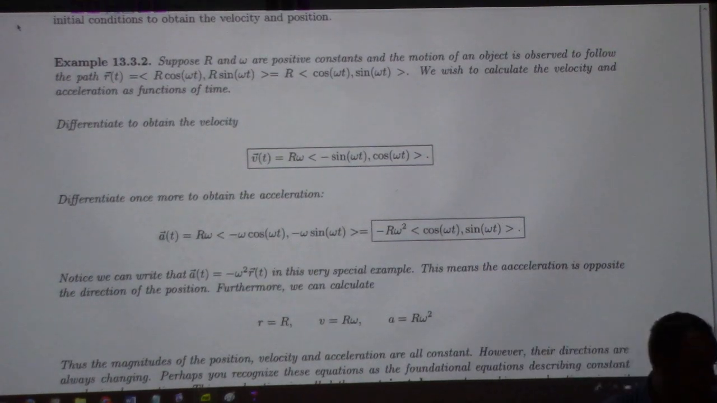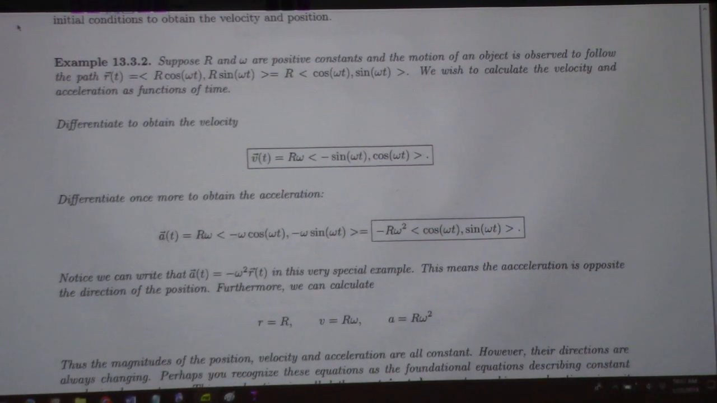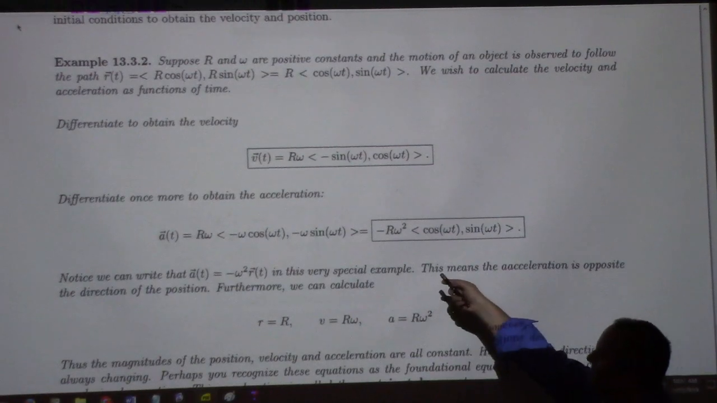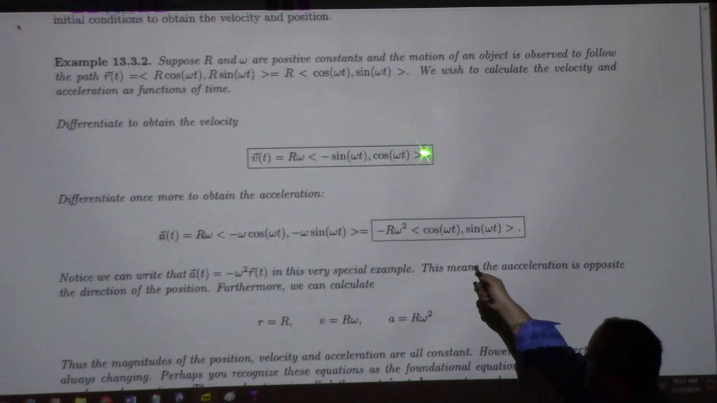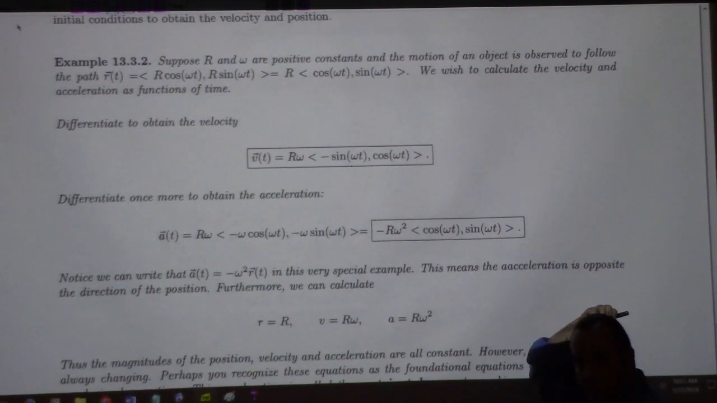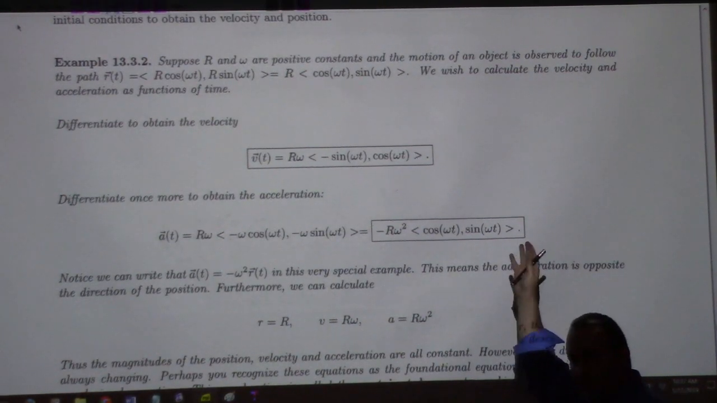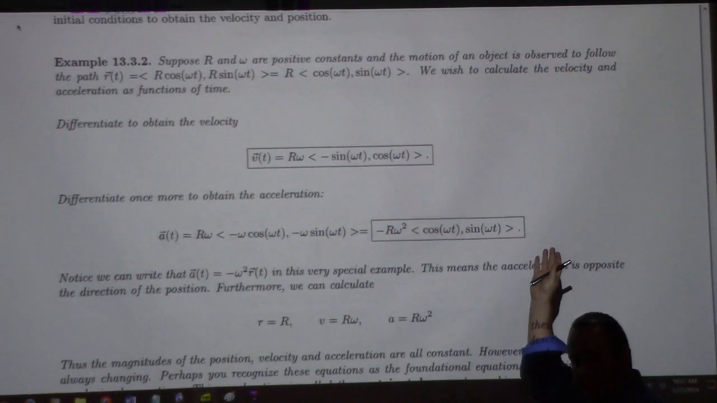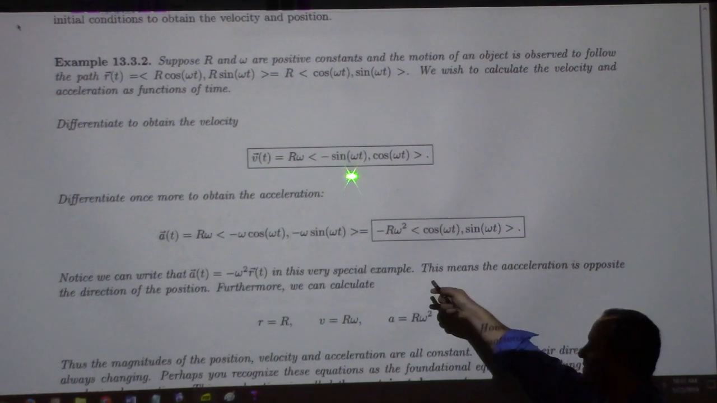What can you tell me about this vector here? How long is this vector? What's its length? Sine and cosine? Square root of sine squared plus cosine squared, right? Otherwise, square root of 1. This is a unit vector.